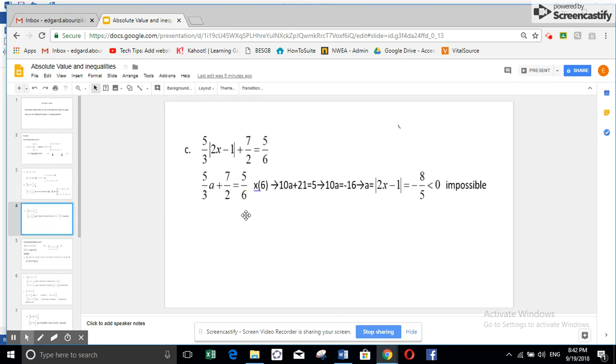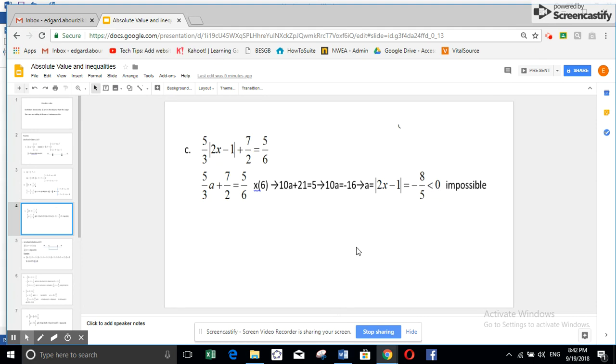Another example here, 5 over 3, let us name this to be a, plus 7 over 2 equal 5 over 6. Let us multiply all by 6 to cancel the denominator. 6 over 3 is 2, so 10a. 6 over 2 is 3 times 7, 21. 6 and 6 cancel out, it's 5. So 10a will be minus 16, and you bring 21 to the other side. So you have a, which is the absolute value, equal minus 8 over 5 after simplifying by 2. Since absolute value can never be negative, it is impossible.